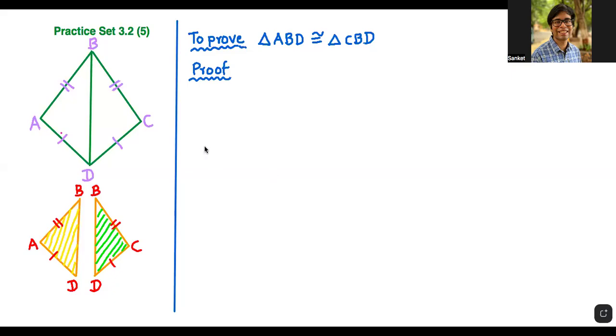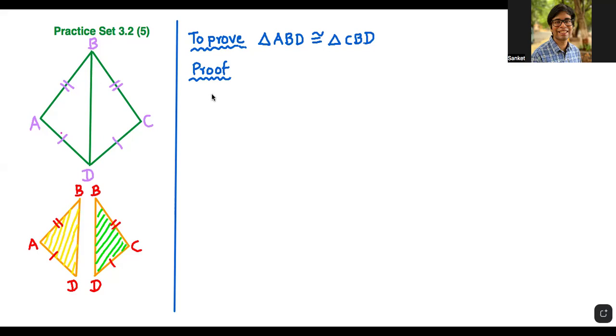Hello everyone. Today we are going to do practice set 3.2 fifth problem. We have been given two triangles over here, triangle ABD and triangle CBD, and some information has been already given on the figure. Seg AB and seg CB have been marked with the same symbol, which means that they are congruent. Also, seg AD and seg CD have been marked with the same symbol. That means they are congruent or they are equal as well.